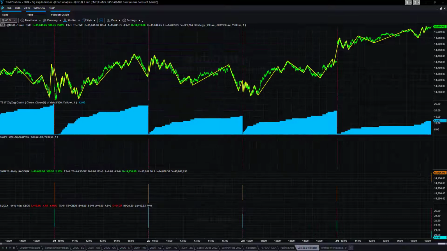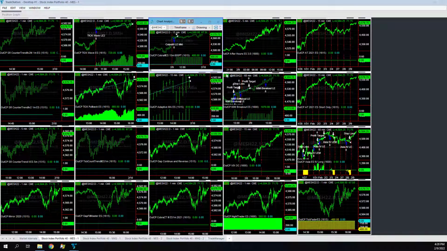So let's take a look at the trades on the day. A lot of activity today. 60-minute breakout is still long. You see tick wave captured this move. Tick pullback captured this move. Adaptive moving average captured this move. Night trader got in. Tick fader lost on the day.